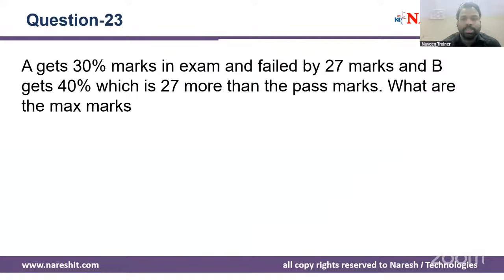A gets 30 percentage marks in an exam and fails by 27 marks. And B gets 40 percentage, which is 27 more than the pass marks. What are the pass marks?